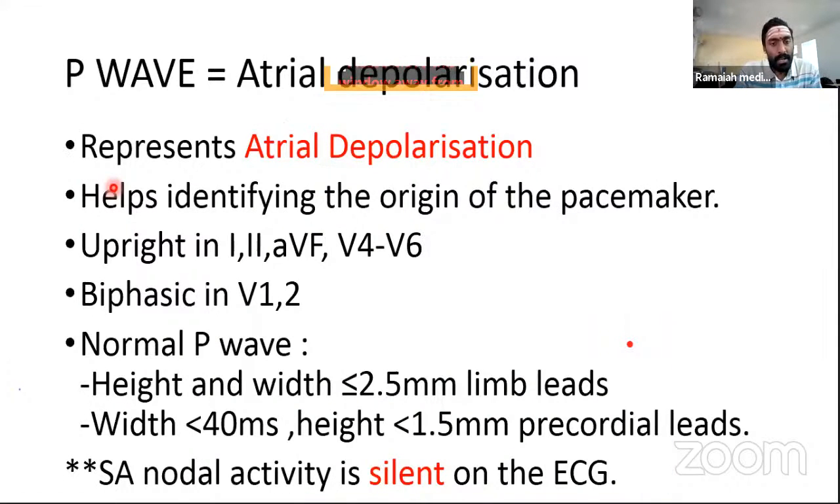The P wave is upright in 1, 2, AVF, V4 and V6. It is biphasic in V1 and V2. Whenever we're defining a normal P wave, we look at it in V1 and lead 1 and in the limb leads. It should be less than 2.5 millimeters in height in the limb leads, less than 1.5 millimeters in the precordial leads, and the width should be less than 40 milliseconds.